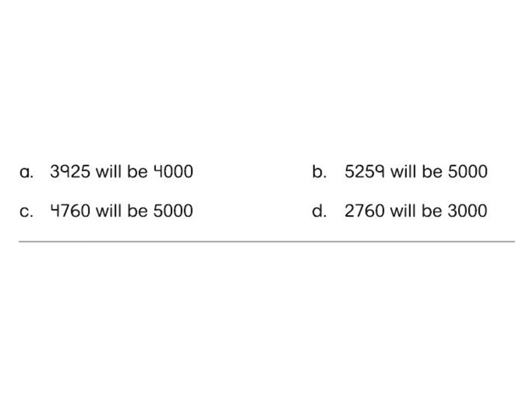Concentrate on question number D. 2760, 7 is bigger than 5, so it will be rounded off to the next 1000, which is 3000. Similarly, the other problems are also done. If you didn't understand, please contact me. I will help you out.